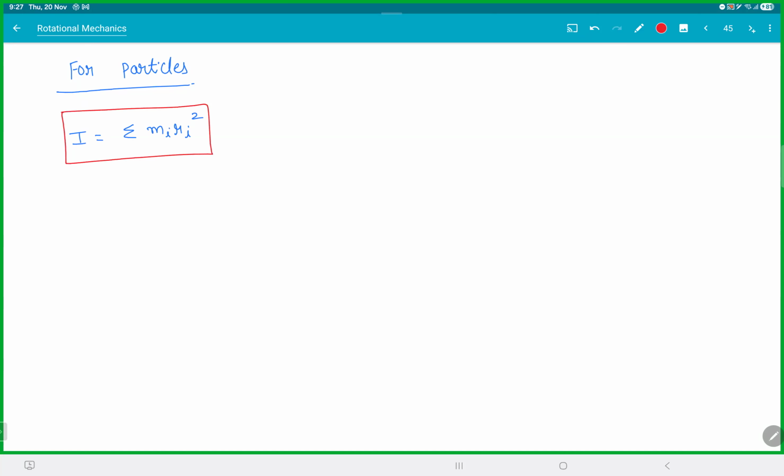For now, at our level, we will treat it like a scalar. Keep it simple. So for particles, the formula is sigma mi ri square.